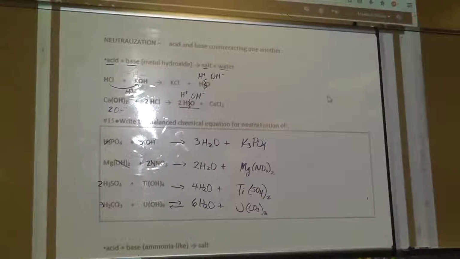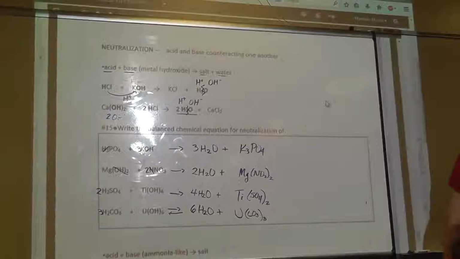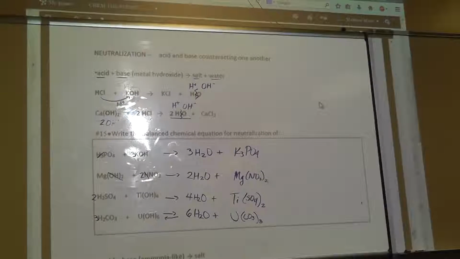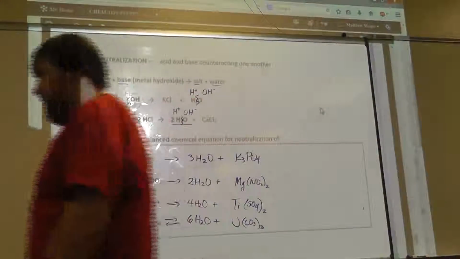And all the transition elements are weak. And all your other acids are weak except for those 7. Yep. May have enough time to do the ammonia like salt.